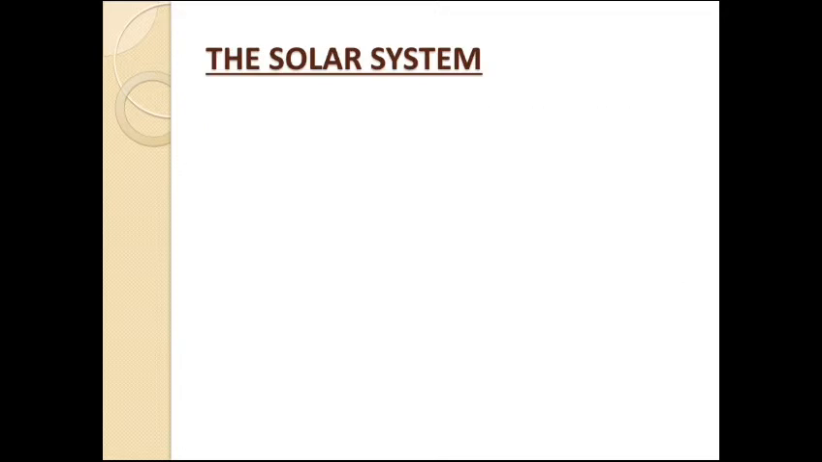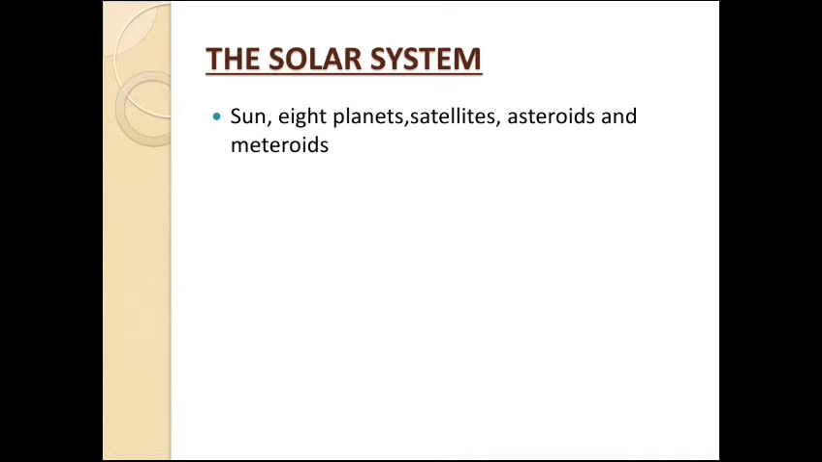Next, we can move on to the main content of the chapter, that is the solar system. We have discussed the basic terms before studying this. Now we can move on to the solar system. The solar system is a group of members including the Sun, 8 planets, satellites, asteroids and meteoroids. This group is known as the solar system, or we can say it is a family of the Sun, 8 planets, satellites, asteroids and meteoroids. First we can study about the Sun.